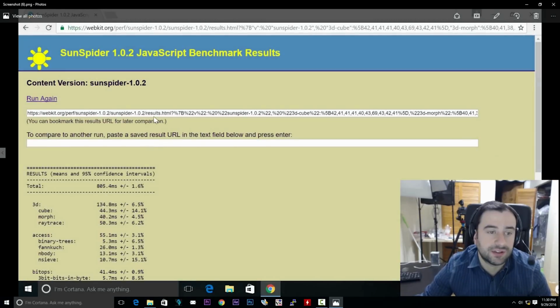All right, guys, these are the results for the SunSpider Lightsay Panda benchmark. Now, the smaller the number, the better. It took 805.4 milliseconds to complete. That's pretty good compared to all the previous Raspberry Pis. They blew them out of the water. So I'm gonna close this here.